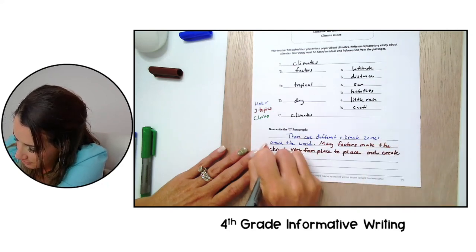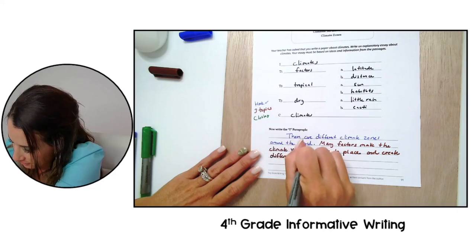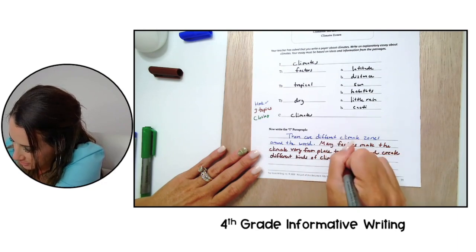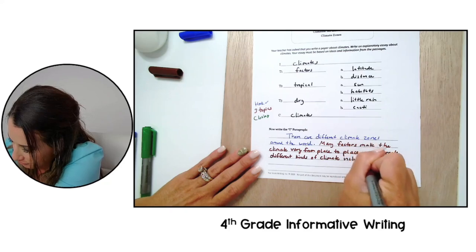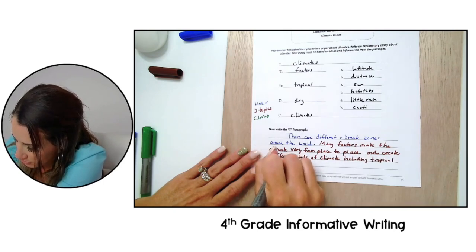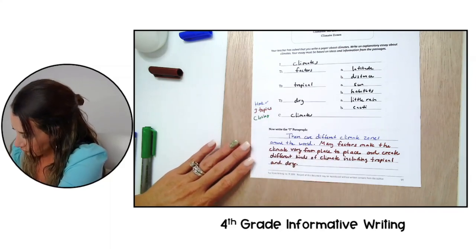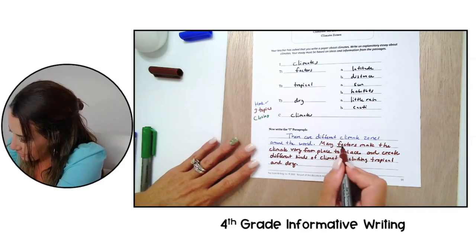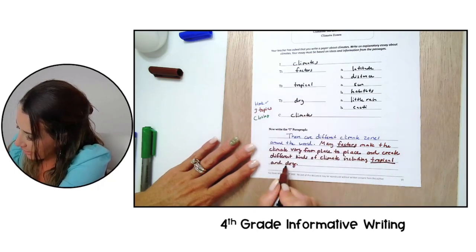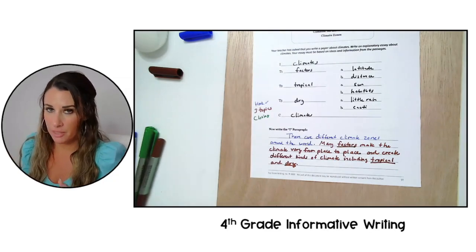and create different kinds of climate, including tropical and dry. So I put factors. I'm just going to underline in front of factors, tropical, and dry. So that way I'm mentioning the topics, the 3 topics I'm going to discuss in my essay in my introduction paragraph.